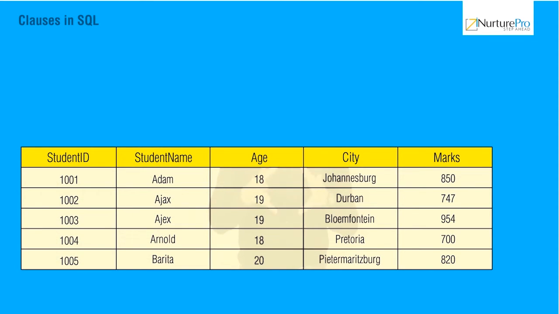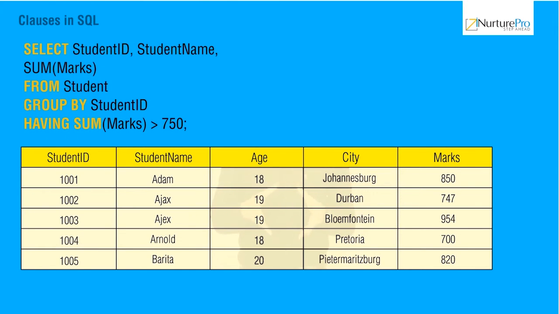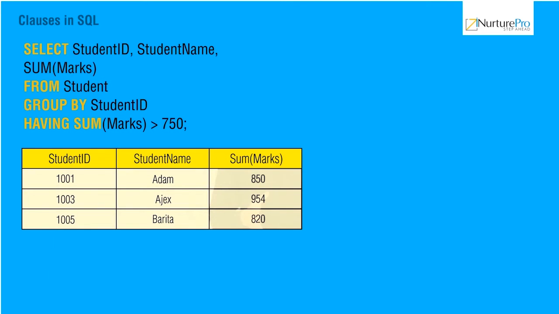Consider a student table shown on screen. Now we will try to retrieve the marks of the students who have scored more than 750. By running this query, it will retrieve the marks of students who have scored more than 750.